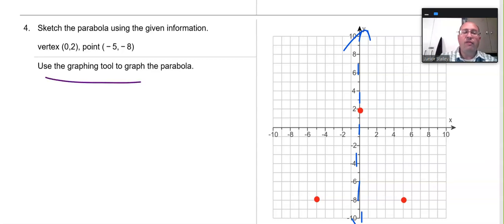You're using the graphing tool on Math Excel. So you're going to choose vertex, or choose parabola. It'll be one of the symbols in your choices of drawing tools. You're going to click on the vertex, which in this case is 0, 2. You're going to then click on -5, 8. And guess what Math Excel is going to do? Math Excel is going to automatically create it.